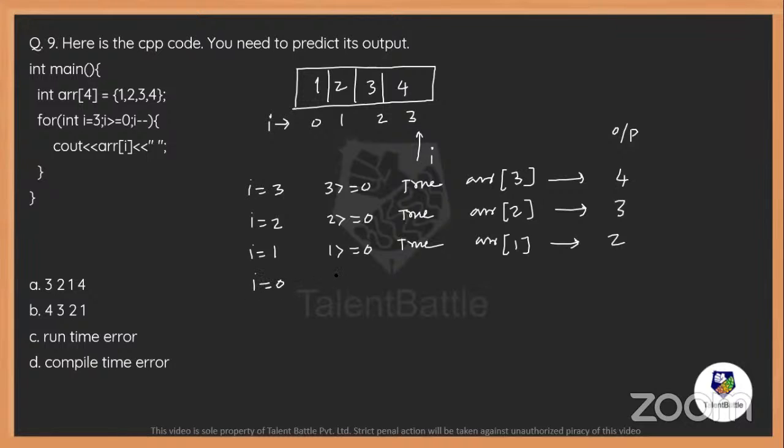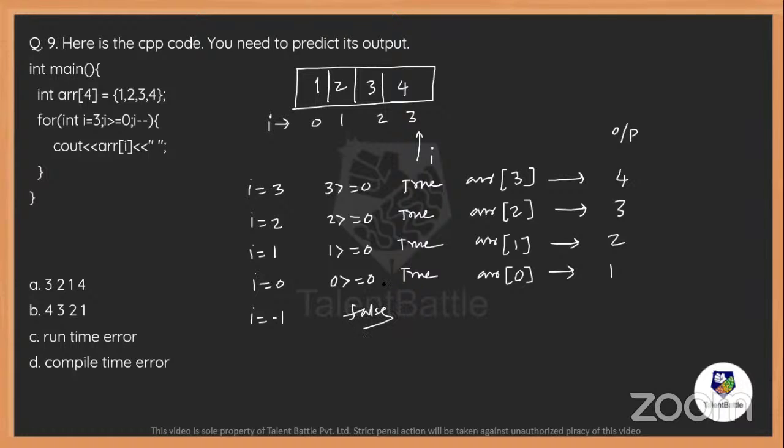i is equal to 0. 0 is greater than or equal to 0. Now, due to this equality check, the boundary condition check, this is also true. And we have to print array of 0, that comes out to be 1. After that, i will become minus 1, and the condition will be false.